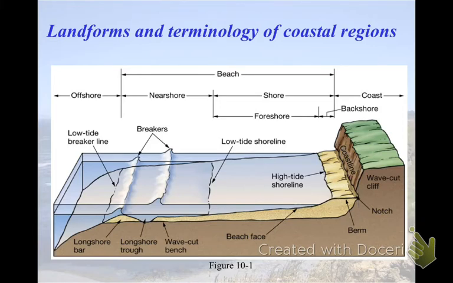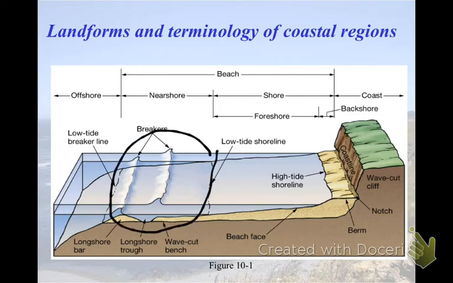So far we've done coast, shore, foreshore, and backshore. Nearshore has a couple of things going on. It's also known as the breaker zone. It's where waves begin to break until they get to the low tide mark. So the nearshore is this whole area in here.